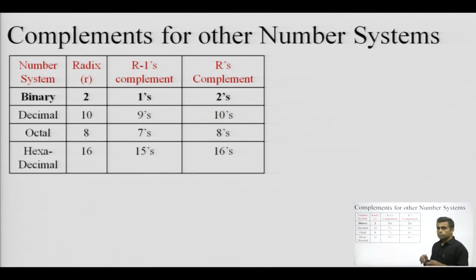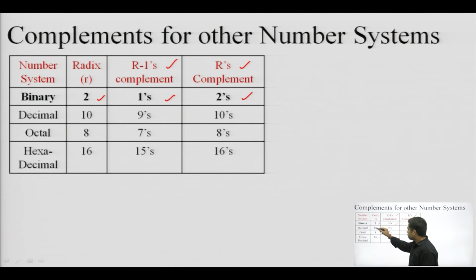Now, similar to 1's and 2's complement, there are multiple complements existing for other number systems as well. For binary the base is 2, and for this we have 2's complement and 2 minus 1, 1's complement. I have generalized it as r and r minus 1 complement, where r is the radix of that number system. Similarly, for decimal there is a 10's complement and 10 minus 1, 9's complement. Similarly, for octal the base is 8, so 8's complement and 7's complement.